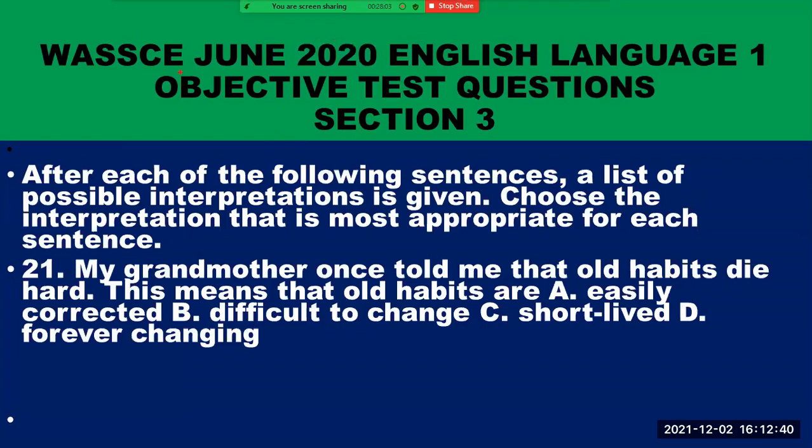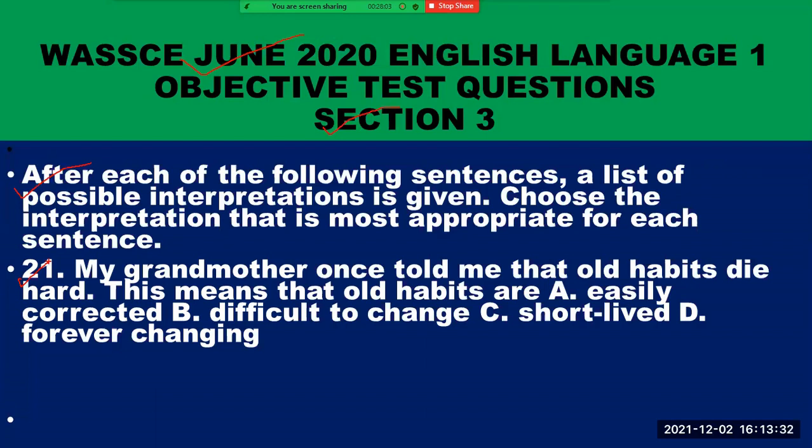Then take note of the fact that this is WASSCE June 2020. This is section 3 objective questions. Then let's critically look at the instruction. I want you to take note of the instruction and take note of the type of question we are going to have. Now I read the instruction. After each of the following sentences, a list of possible interpretations is given. Choose the interpretation that is most appropriate for each sentence. All right. And then we have 21. My grandmother, again, take note that section 3, 2020 begins with question 21. We are going to find a similar thing in 2019 and in 2018.